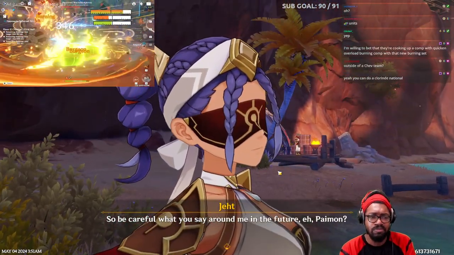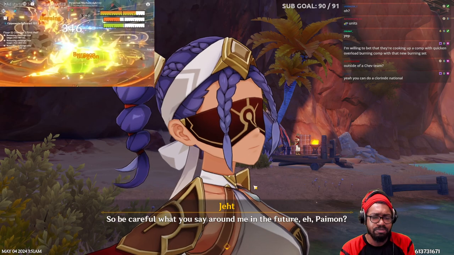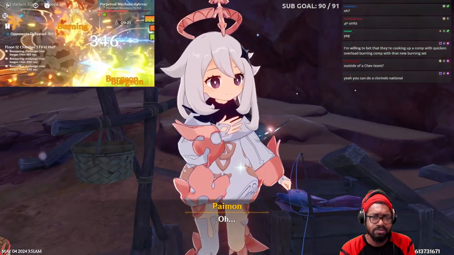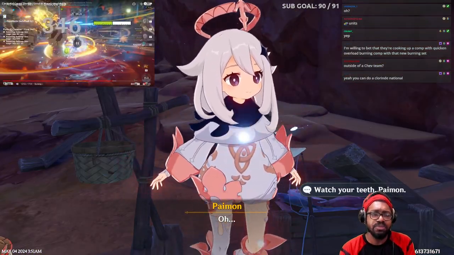Burgeon teams often find themselves in situations where they accidentally trigger burning instead of bloom, which is the reaction that you actually want.